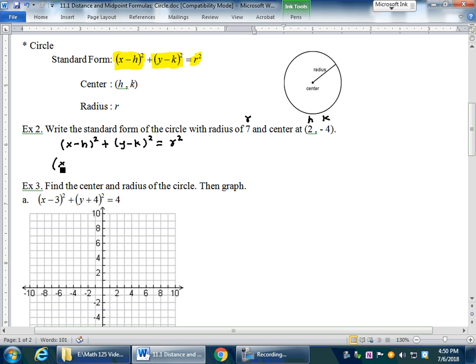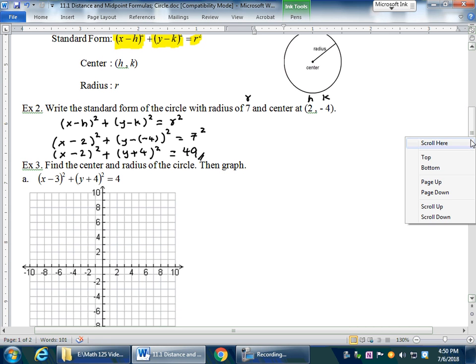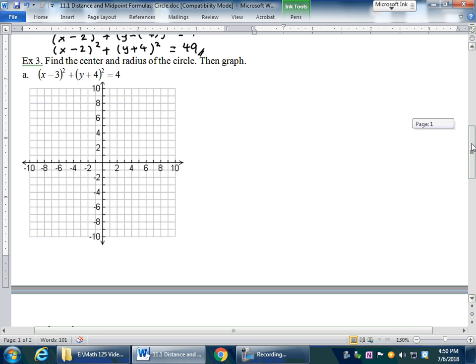Plug it in. So (x minus 2) squared, my h is 2, plus (y minus my k, which is -4) squared, equal to 7 squared. Simplifying this will give me (x minus 2) squared plus (y plus 4) squared equal to 49, and that will be my standard form. If we have a standard form, we should be able to find out the center and the radius and then use them to graph it.